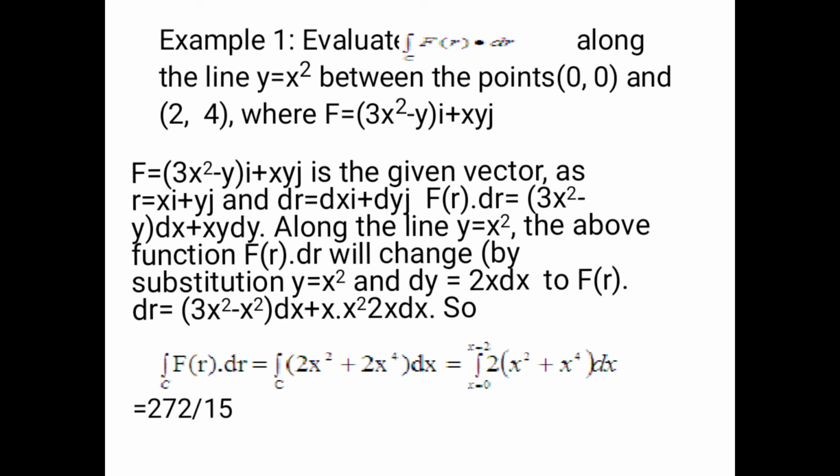So integration over C of F dot dr is equal to integration along C of (2x square plus 2 times x to the power 4) dx, or in other words integration of (2 times x square plus x to the power 4) with respect to x, where x is changing from 0 to 2, and when you integrate you will get the value as 272 divided by 15.